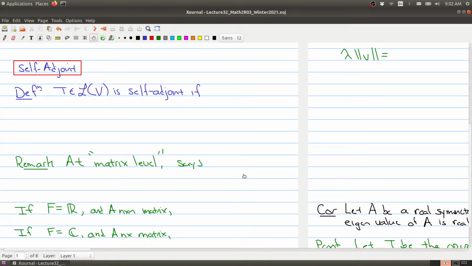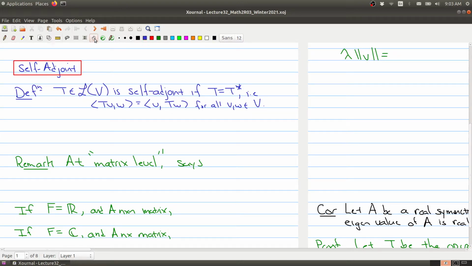An operator T is self-adjoint if T is equal to its adjoint. What that means is that the inner product of Tv with w is the same thing as the inner product of v and Tw, for all v and w in our vector space V. We're looking at special linear operators so that when you do the inner product, you can apply the operator to either the first entry or the second entry, and you will get the same value.